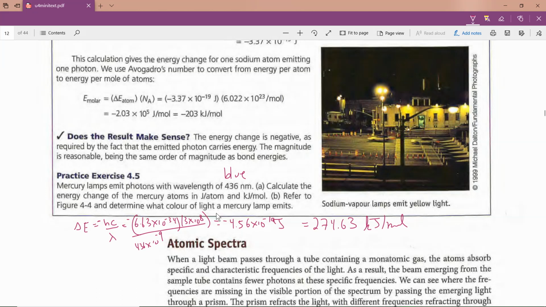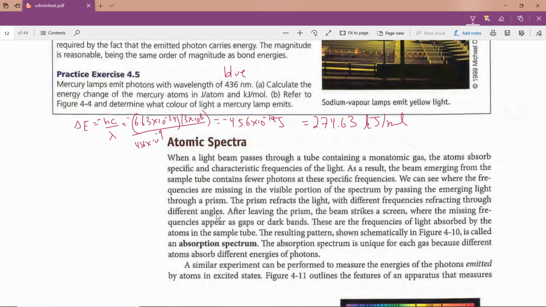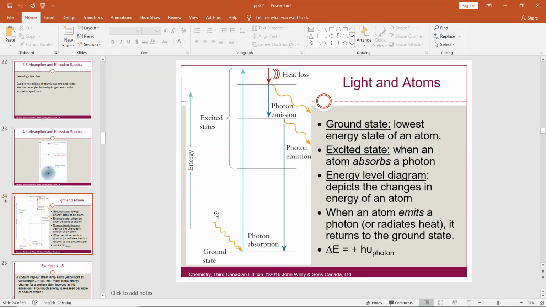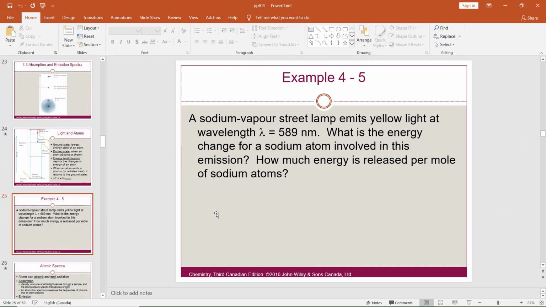Atomic spectra. Okay, let's first look on the slides. Just got to see if there's something extra maybe on the slides. No.